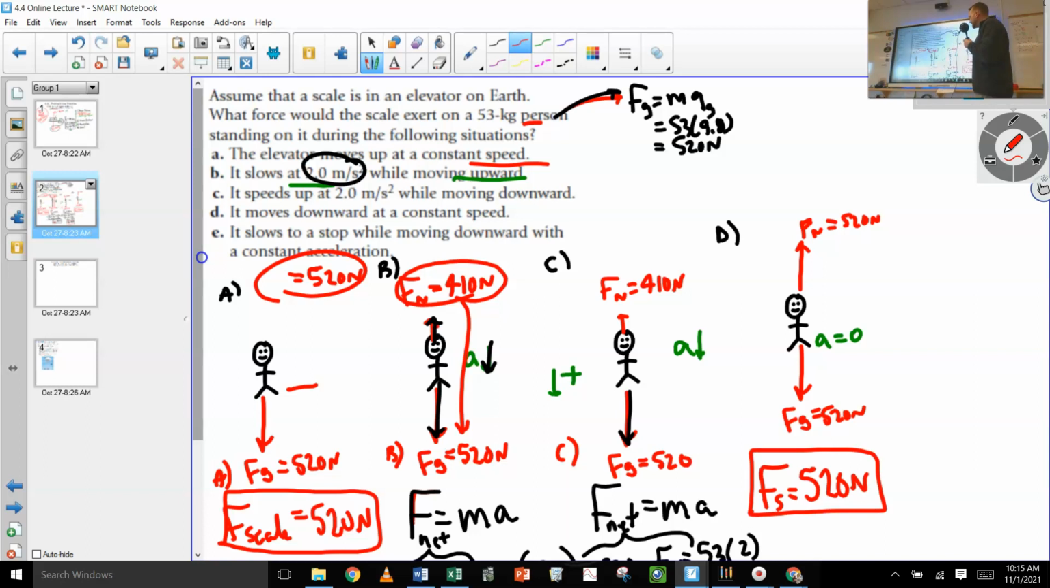And part E, last one. It slows to a stop while moving down. So, again, still have gravity. I'm slowing to a stop while moving down. So that means I'm accelerating in this direction. So that means that this scale is now, I know it's going to read bigger than 520.